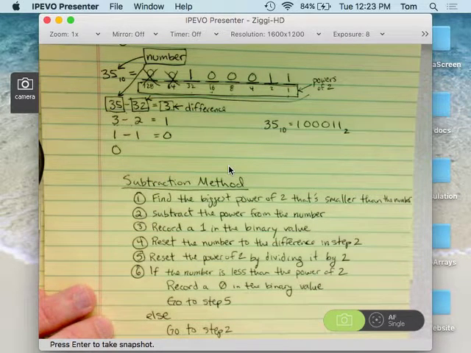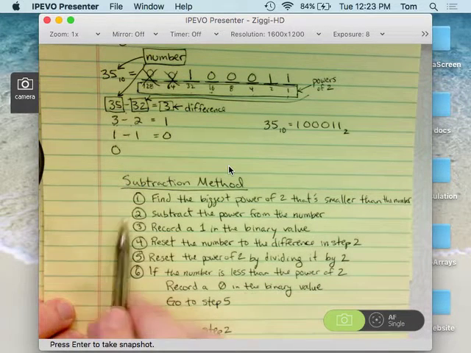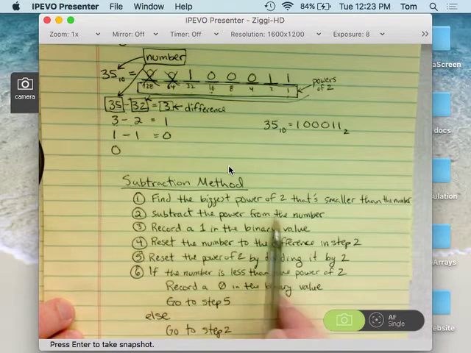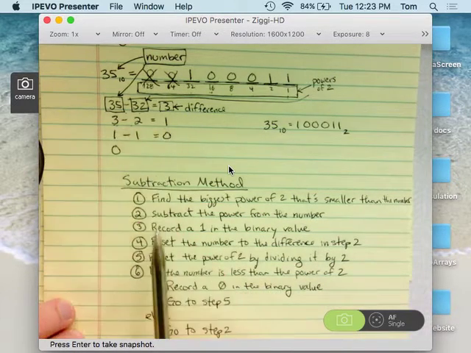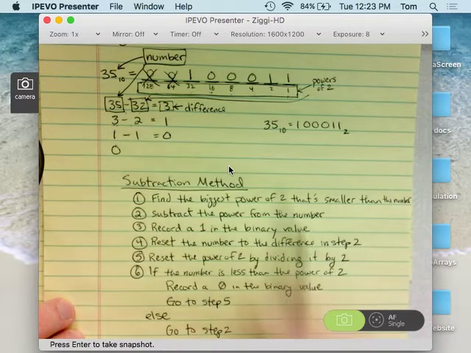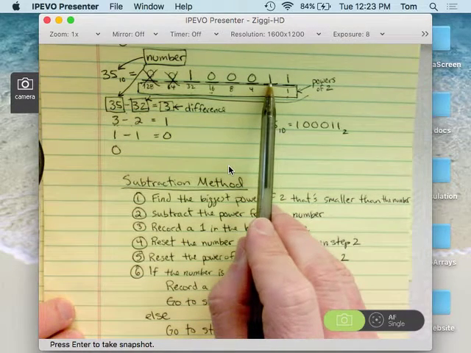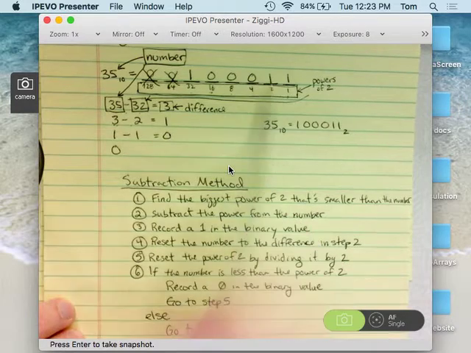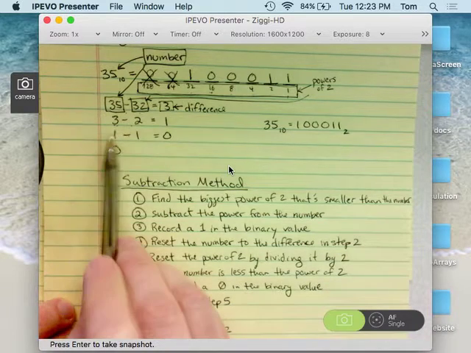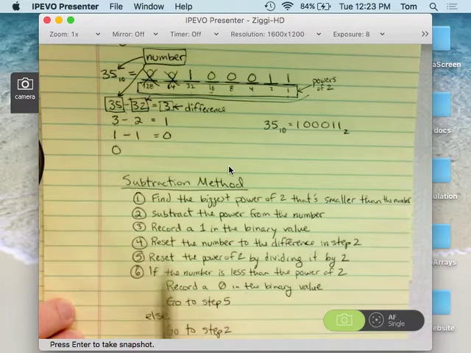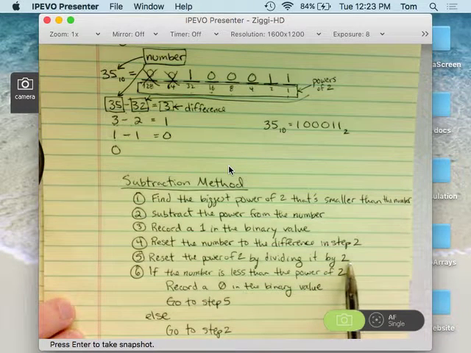Okay? So right now the power of 2 is 2. If I go to step 2, subtract the power from the number. That's up here. 3 minus 2 is 1. Record a 1 in the binary value. That's a 1. Okay? Reset the number to the difference in step 2. That's where I got my 1 right here. Reset the power of 2 by dividing it by 2. 2 divided by 2 is 1.